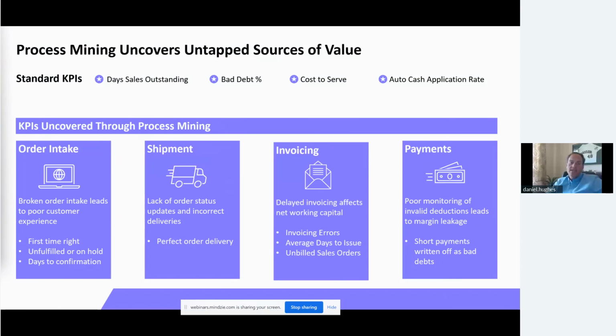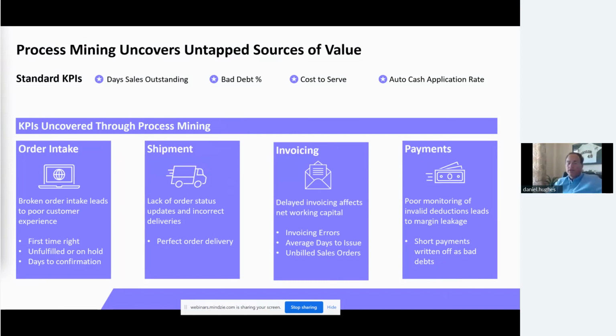So in order intake, you want to look at things like first time right or unfilled or on hold orders or days to confirmation of the order. By reducing the amount of time in order intake and the errors in order intake, you can deliver product faster, deliver invoices faster, and collect from the customer faster. Shipment is another area, supply chains and delivering the product to your customers. Can you look at your process and find perfect order delivery rate, perfect order on-time delivery rate? And process mining can help you uncover that.